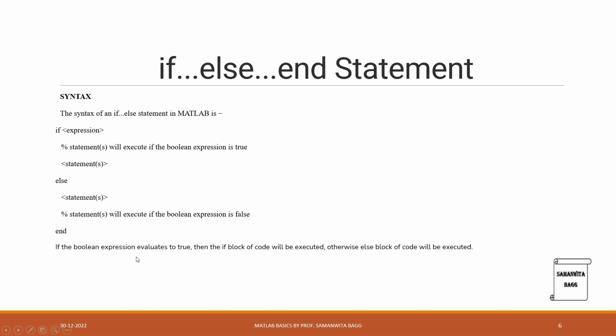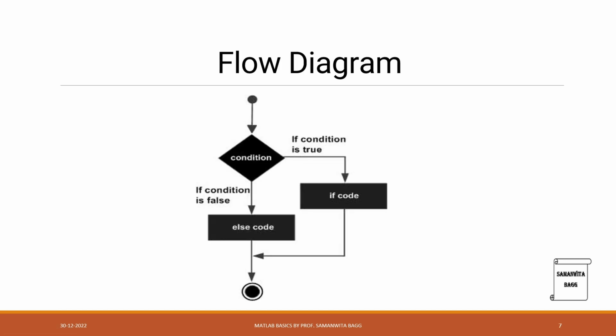If the Boolean expression evaluates to true, then the if block of code will be executed. Otherwise, the else block of code will be executed. So any one of the two blocks is executed and you get the result. You can see here, this is the condition. If it is true, then the if code will give you the result, and if it is false, then the else code will give you the result.